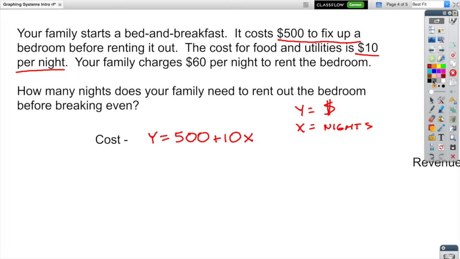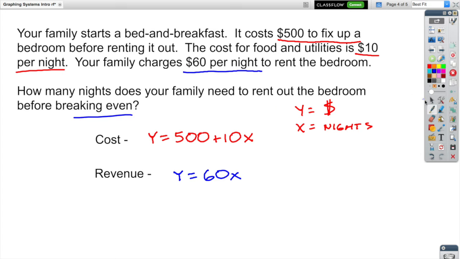But then we're going to have a second equation here because we also have to account for the money coming in. So we call that revenue. All right, so if we use the same variables, where x is the number of nights and y is the total amount of money, we have one piece of information about that, which is that your family is charging $60 per night. So the total amount of revenue, y, that's going to come in is going to be $60 for x number of nights that you rented out. All right, so here's our system of equations, and we're going to do a comparison of the two to see how many nights it takes before breaking even. All right, so let's transfer this information to another page.